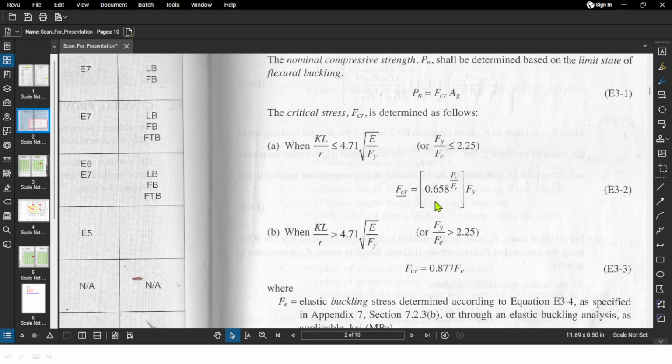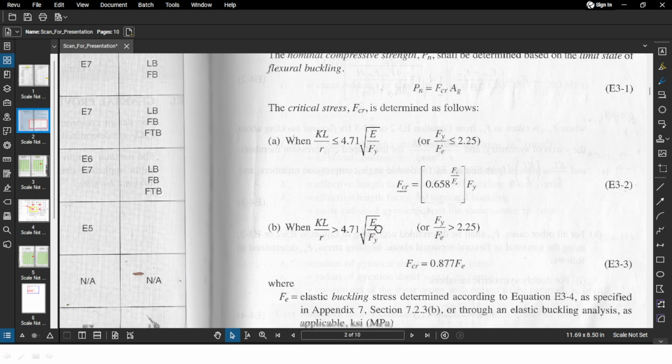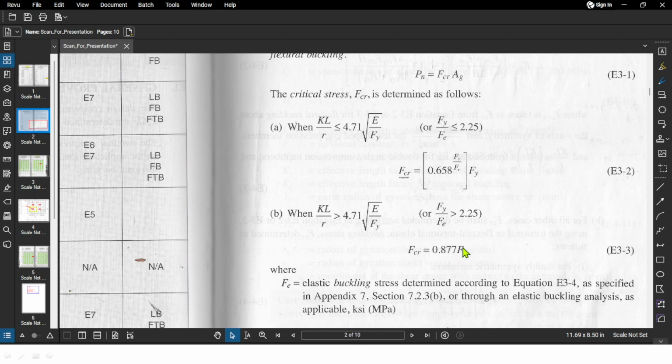FCR is equal to this one. So if the KL over R ratio is greater than these requirements, 4.71 square root of E over Fy, then we can use this equation.